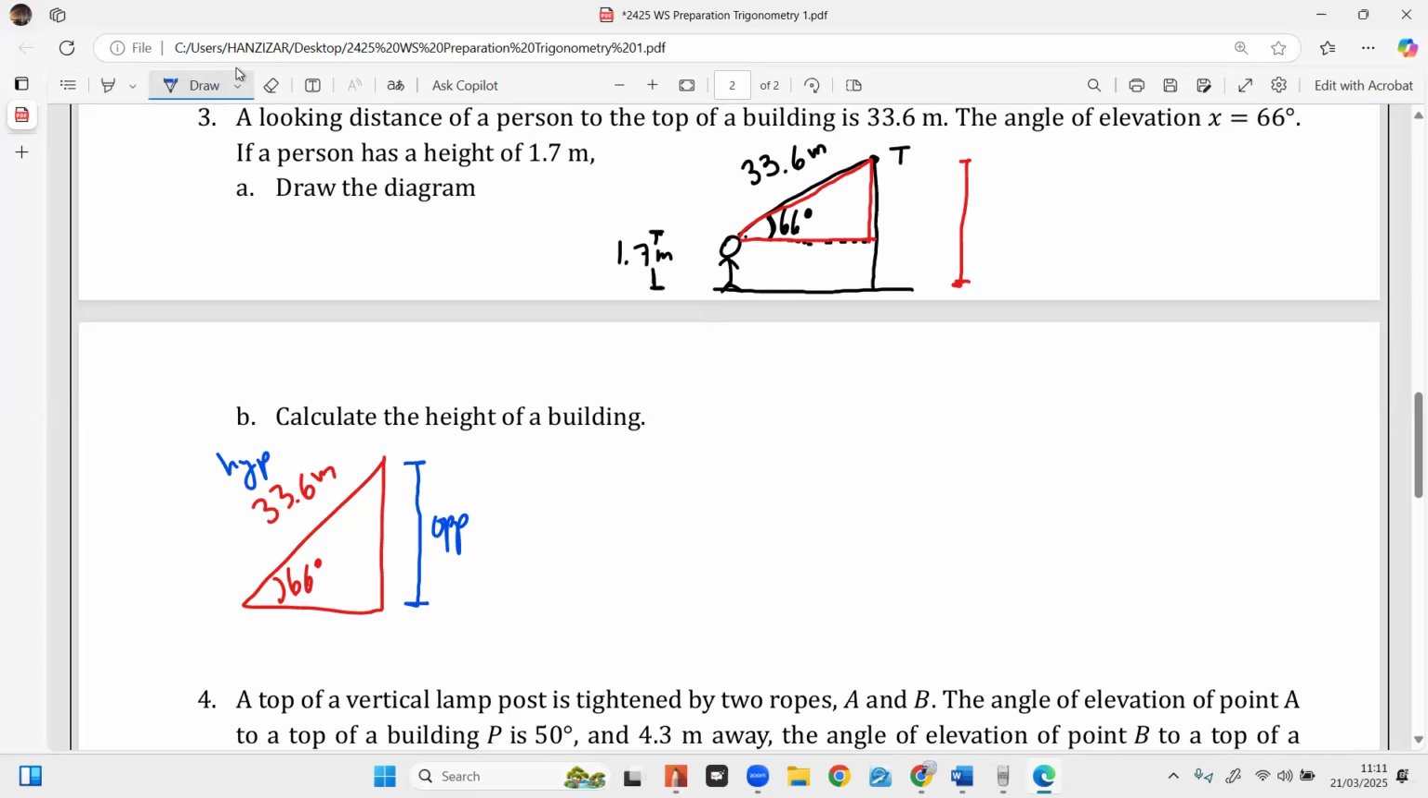What trigonometric ratio do we use? So, right? We have the hypotenuse. We are finding the opposite. So sine 66 over 1 equals the opposite, which is a part of the building itself, over 33.6. Then cross multiply. The opposite is 33.6 times sine 66.